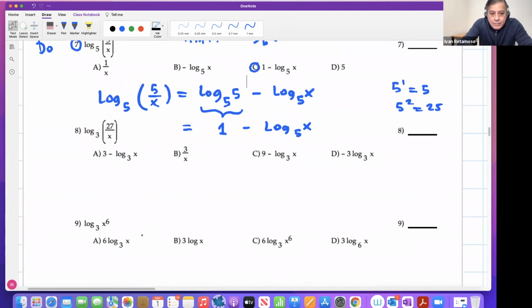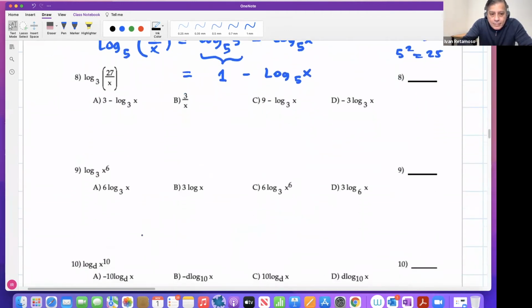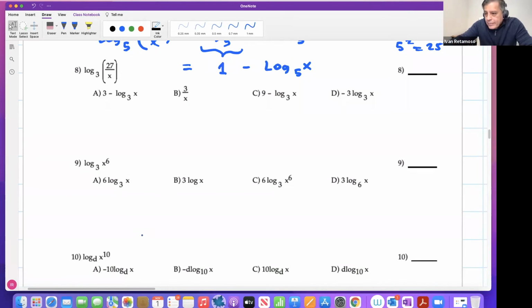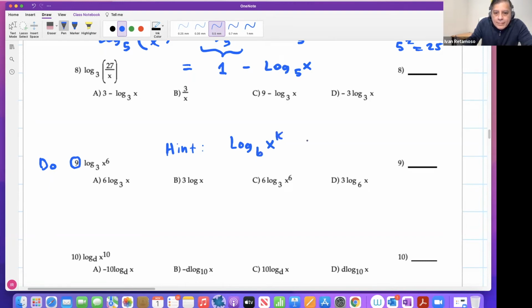Let's look for other forms. What about number 9? Can you try number 9? Hint: use the power rule. What's the power rule? Suppose you have log base b of x raised to k. The power rule tells you that the exponent can be written in front of the log, outside, as k times log base b of x.